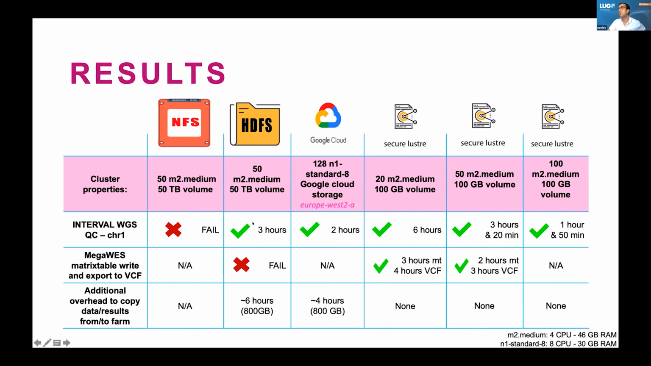So we moved to HDFS, and this step completed when we added the HDFS support, in 3 hours. Then this step also completed on Google Cloud by saving the results to Google Storage. And as I mentioned, these steps have the additional overhead of copying the data to and from the farm, which added 6 hours and 4 hours respectively for the results to be copied to and from.